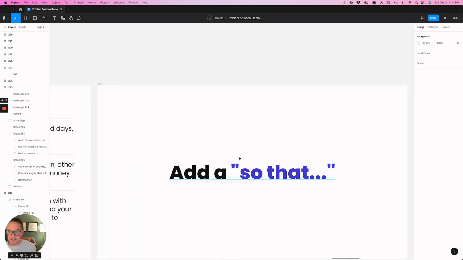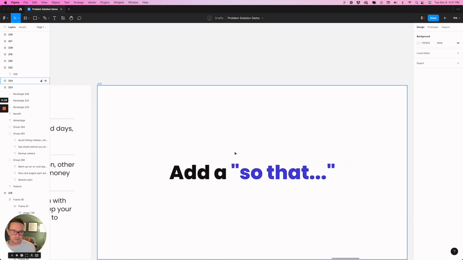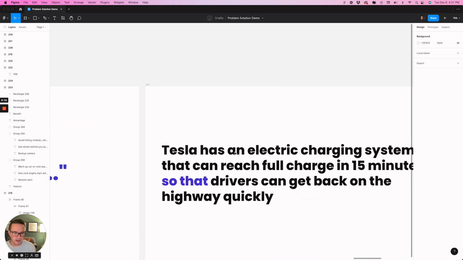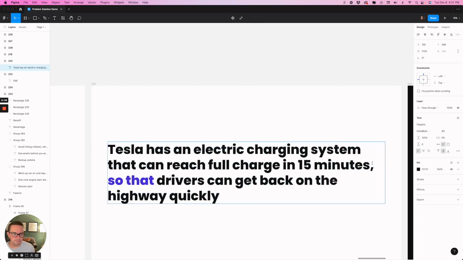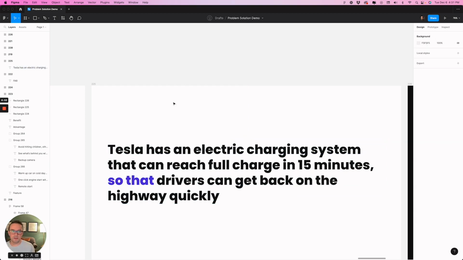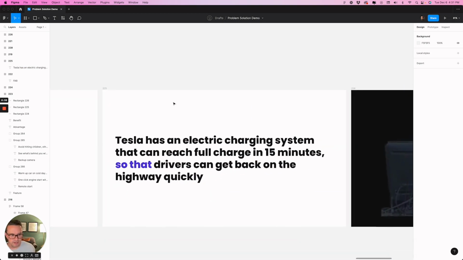One way to do this really easily is just take any one of your features and say "so that," right? So write a feature out and say Tesla has an electric charging system that can reach full charge in 15 minutes so that drivers can get back on the highway quickly. All they did there was connect to the reason why. Well, who cares if it's full charge? What does that actually mean, right? This is a more obvious example, but some features maybe aren't as obvious. So adding that "so that" connects it, and you're not guessing that they actually understand what the benefit is. So you just add that "so that," and it's really easy.